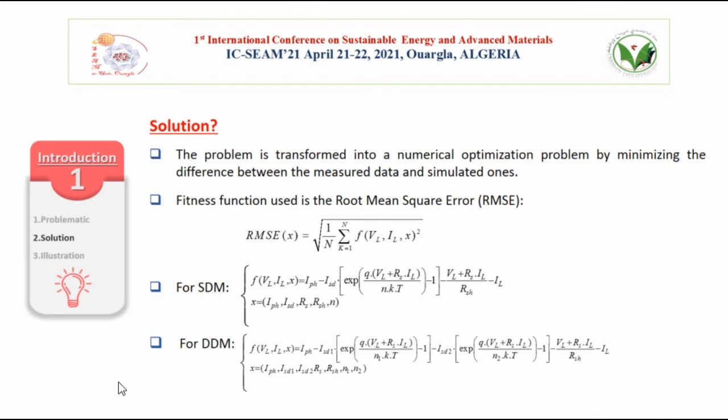So the solution to this problem is to transform it into a numerical optimization problem by minimizing the difference between the measured data and the simulated one. As a fitness function or objective function, we are going to use the root mean square error. For the single diode model, the objective function is this equation, and for the double diode model, we have this equation.